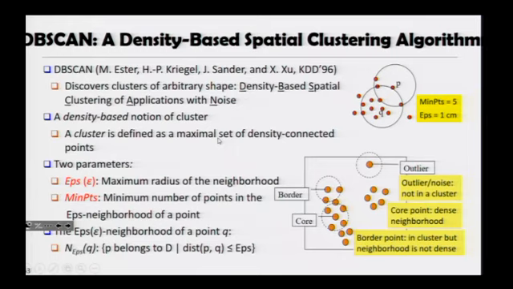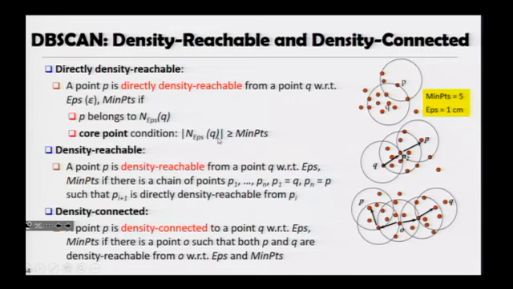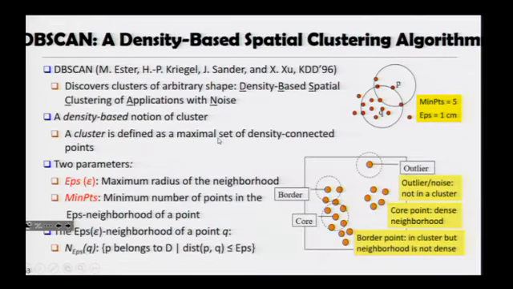The border points are kind of vague, because if a data point is not a core point, it could be either a border point or an outlier. Both kinds of data points do not satisfy the core point condition, and there's not a clear way to tell just by looking at the point whether it's an outlier or a border point.